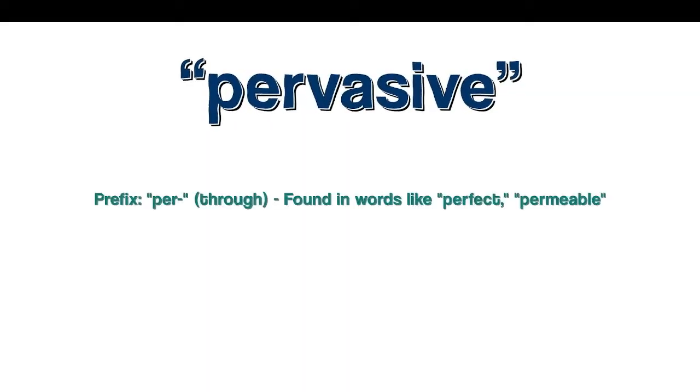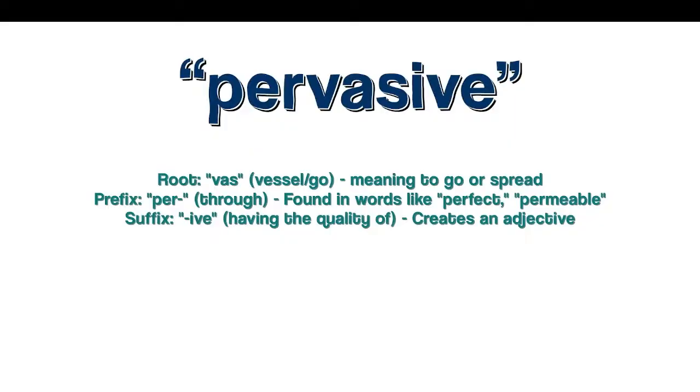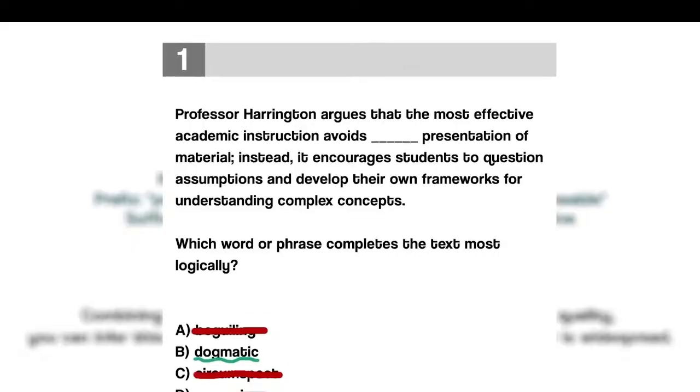Moving on to D, pervasive. The prefix per means through, which can be found in words like perfect or permeable. The root vas, which means vessel or go, has the meaning of going or spreading. And the suffix iv, which means having the quality of, this just creates an adjective. So when you combine through and go with the suffix indicating quality, you can infer that this word describes something that spreads throughout or is widespread. And this doesn't fit our context.